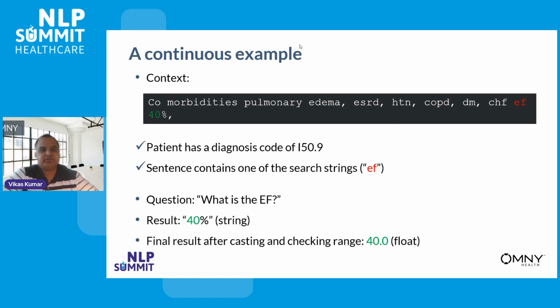So we cast the numerical portion of that string to 40.0, and we check the range to make sure that it's between 0 and 100, which is the range for ejection fraction. And so the final result is that this patient has an ejection fraction of 40.0.